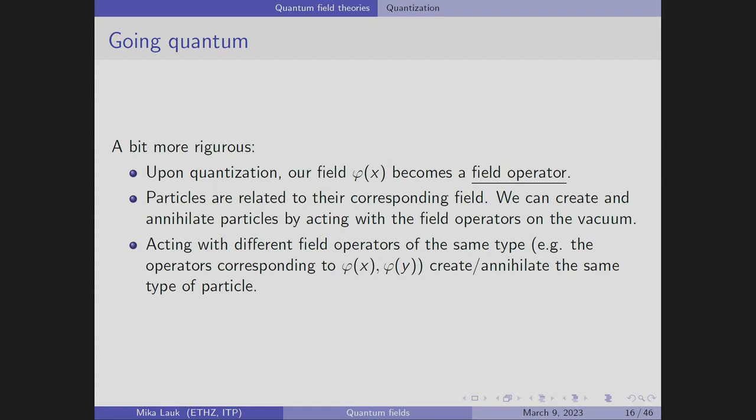And it turns out that if we act with different field operators of the same type, so say with two electron creation operators, but just at different points in space-time, we create or annihilate the same particle. Which is, I mean, kind of just a different way to say what I said 2 minutes ago, which tells us that everywhere in the universe, an electron here is exactly the same as an electron somewhere else.